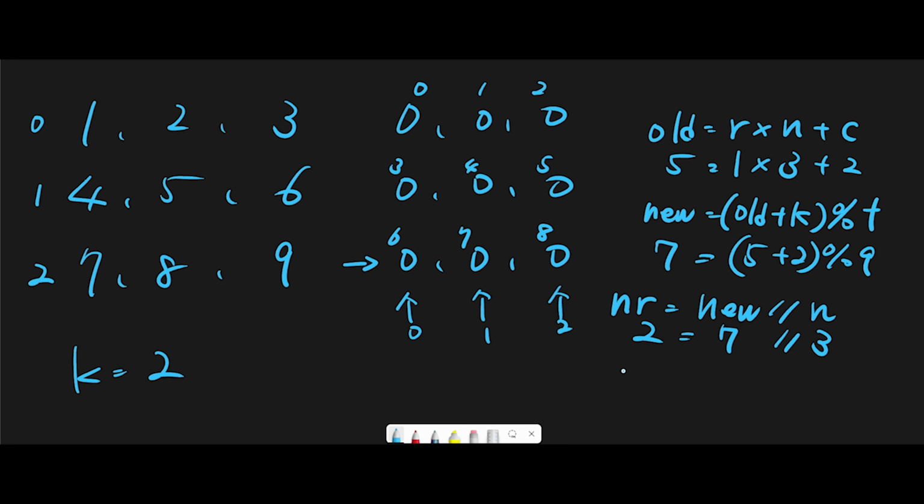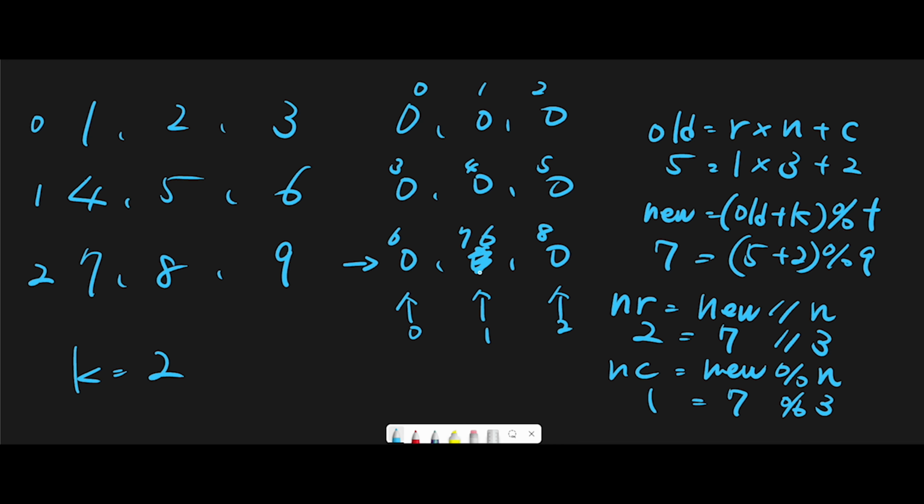And then the new column should be new index modulo n, this time using the remainder. So 7 % 3 should be 1, right? So column 1, here. That's why we point 7 here. So we update this position with 6, like this.